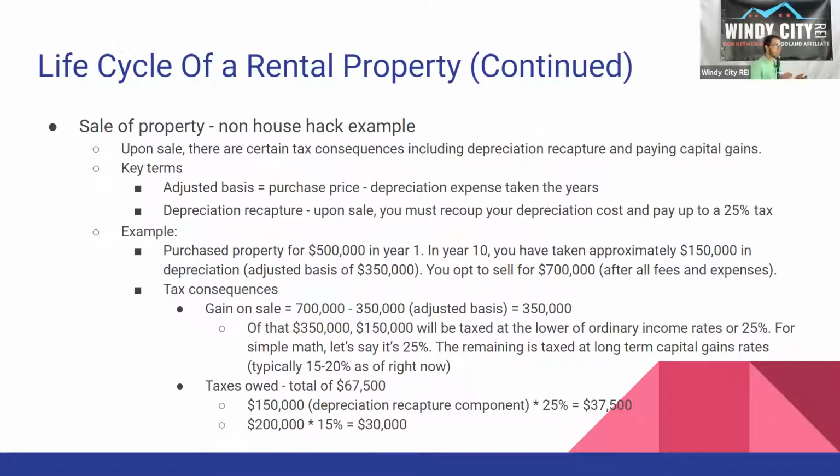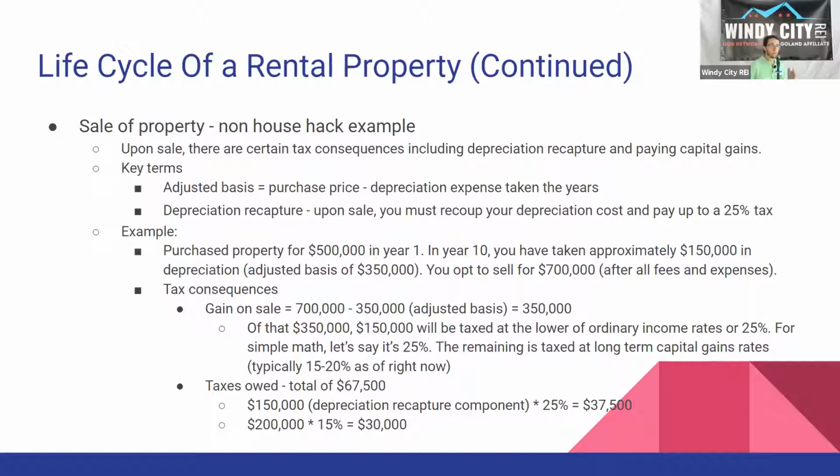I think this is best served as an example. You have a property that you bought for $500,000 initially, all costs included. In year 10, you've probably taken about $150,000 in depreciation. So now your adjusted basis is $350,000. So it's $500,000 less what you've taken for depreciation, $150,000. And now you're selling for about $700,000 after all fees and expenses and all that.